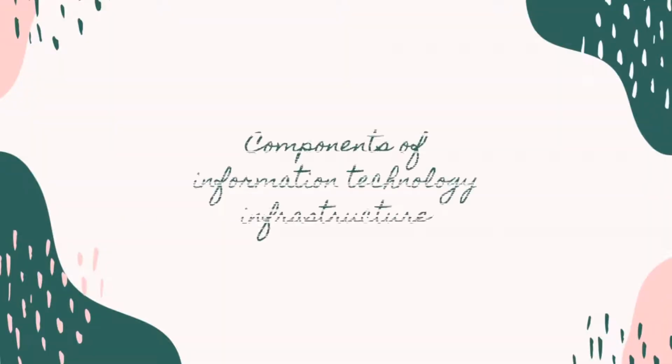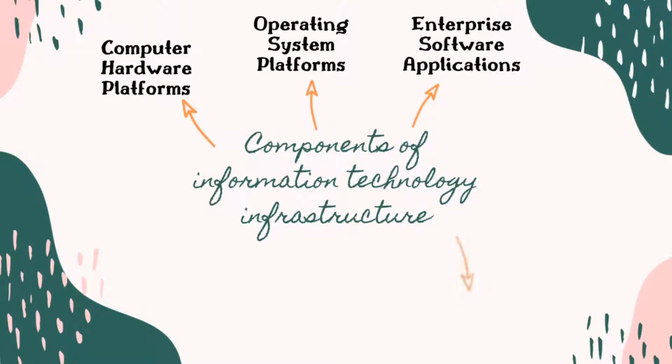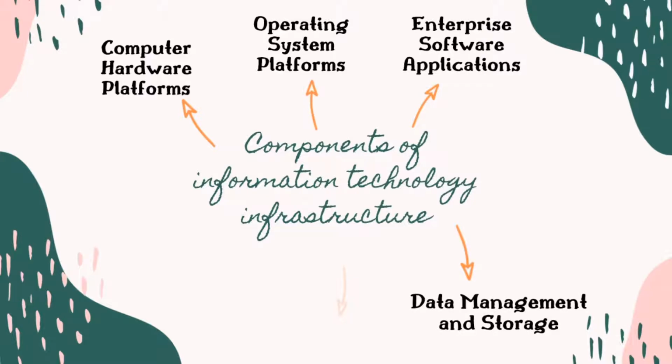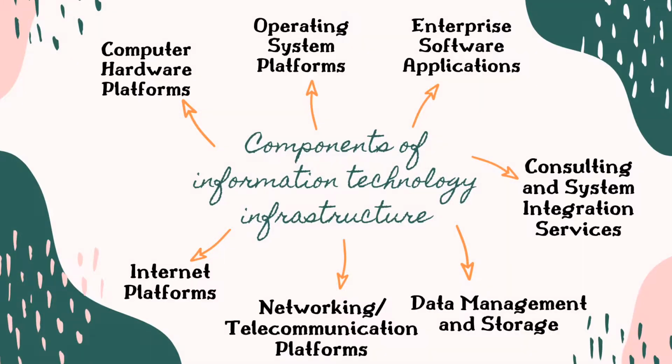Number 1, computer hardware platform. Number 2, operating system platform. Number 3, enterprise software application. Number 4, data management and storage. Number 5, networking and telecommunication platform. Number 6, internet platform. And number 7 is consultants and system integration services.